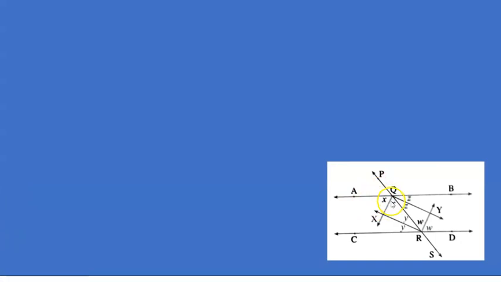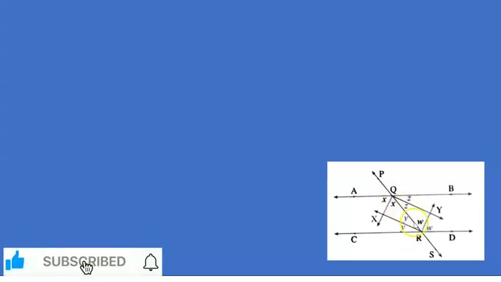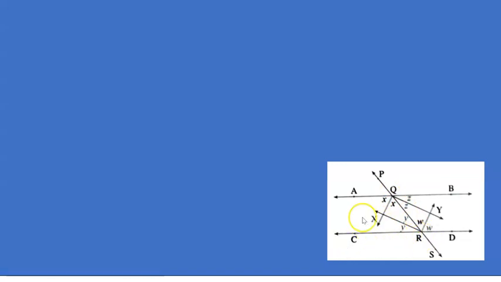See this here. The ray QX is the angle bisector of angle AQR. Therefore, the measure of angle AQX is equal to the measure of angle RQX. Similarly, the ray QY is the angle bisector of angle BQR. Therefore, the measures of these two angles are equal. And similarly, for the remaining angles, angle QRC, RX is the bisector, and therefore the measures of these two angles are equal. Also, ray RY is a bisector, and therefore the measures of these two angles are equal.